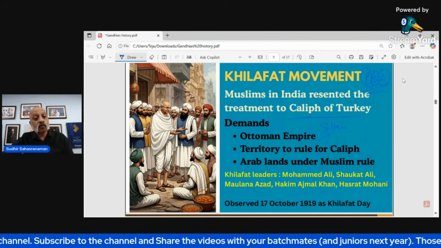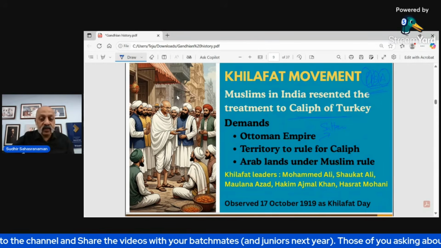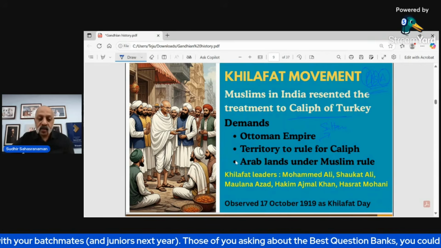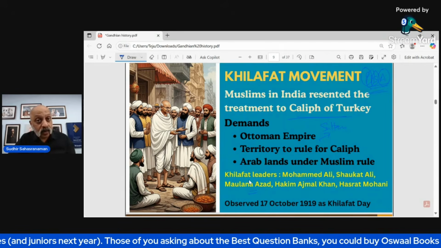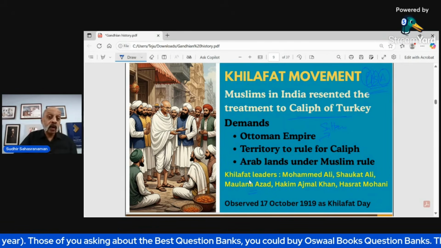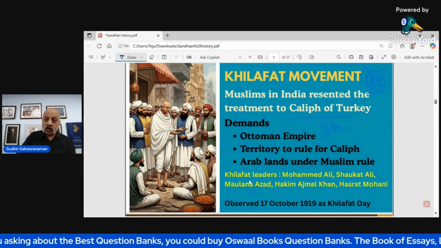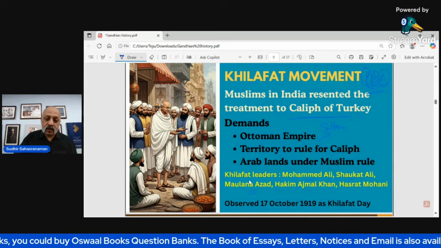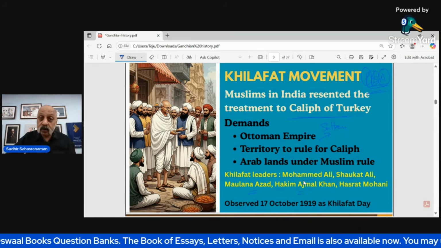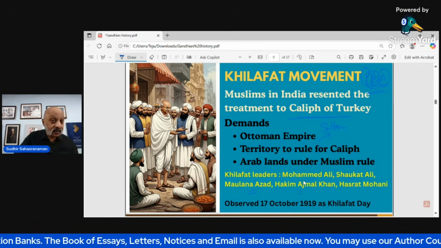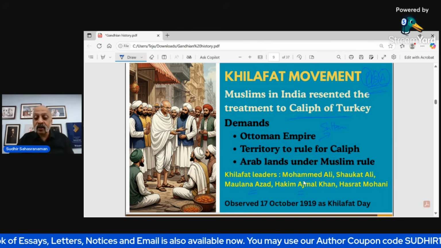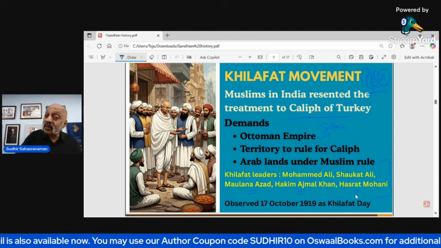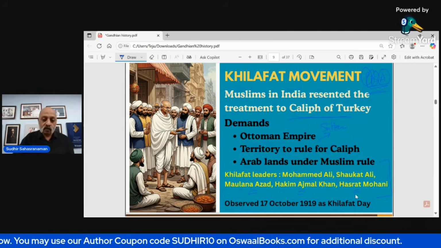Who were the leaders of the Khilafat movement? All the Muslim leaders. They were Muhammad Ali and Shaukat Ali, who were known as the Ali brothers. Then there was Maulana Abul Kalam Azad, who was a very prominent leader also of the Congress thereafter, and he became the first education minister of independent India. Hakim Ajmal Khan. There is an Ajmal Khan Road in Delhi, for those of you who may be familiar, and Hasrat Mohani. So these are the five gentlemen who were the leaders of the Khilafat movement.